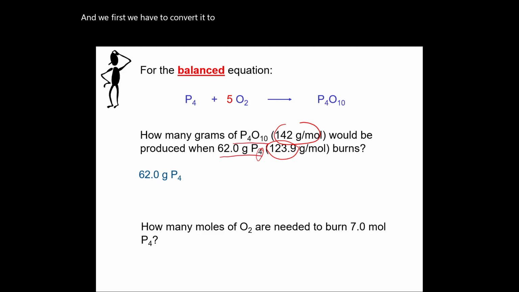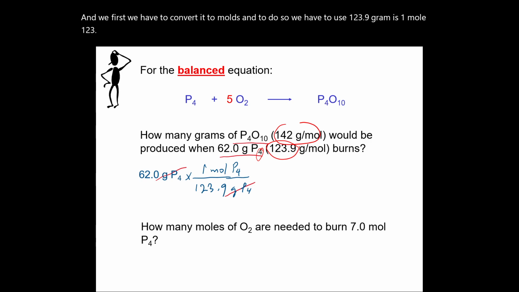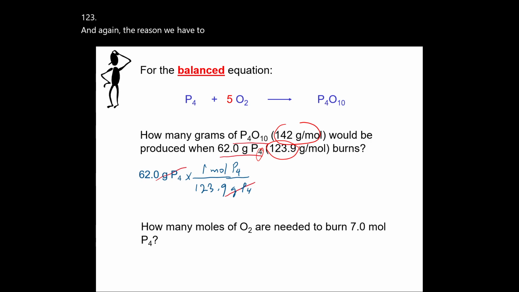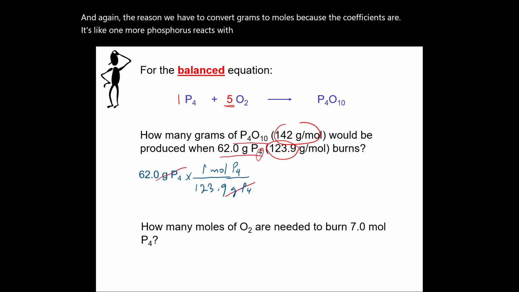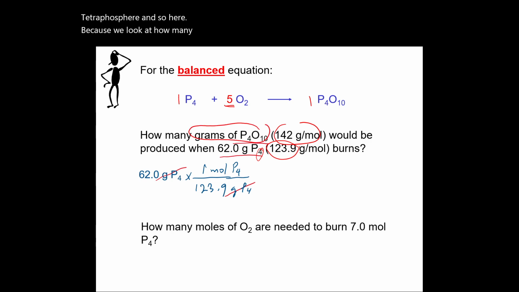to do so, we have to use 123.9 grams is 1 mole. And again, the reason we have to convert grams to moles is because the coefficients are moles. It's like 1 mole phosphorus reacts with 5 moles of oxygen to form 1 mole tetraphosphorus decoxide. And so here, because we're looking at how many grams of P4O10, we have to relate that to it. It is a 1-to-1 ratio, right?